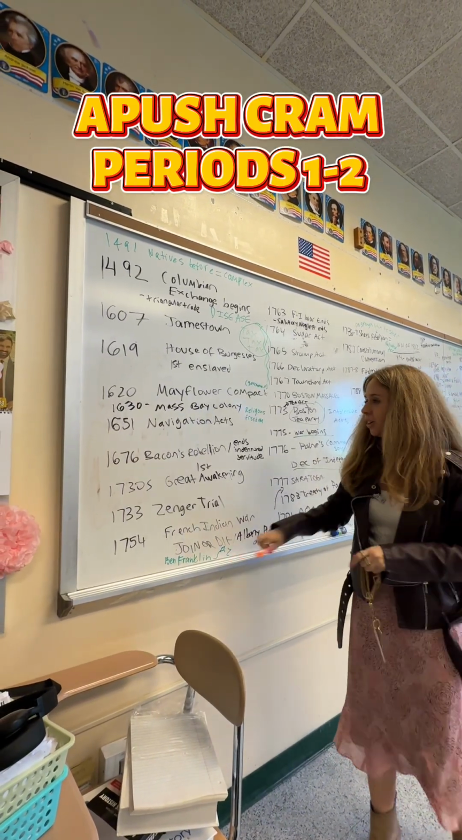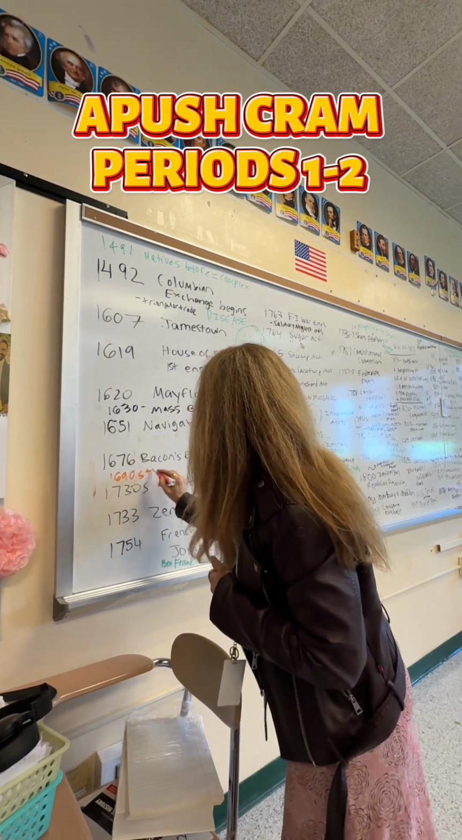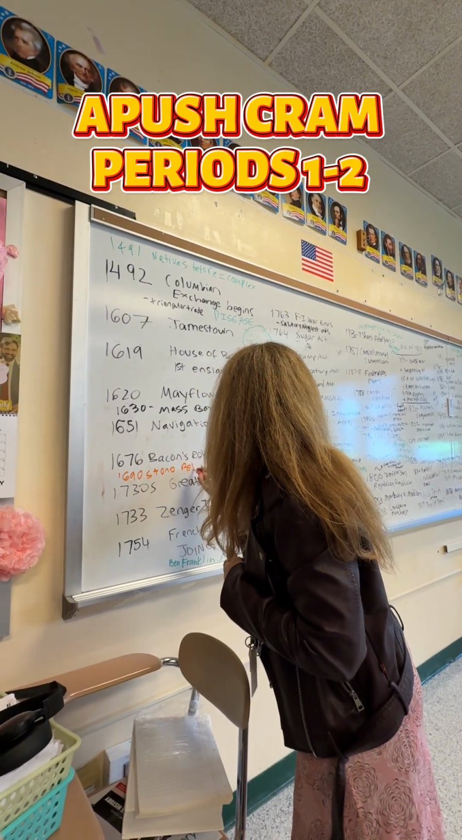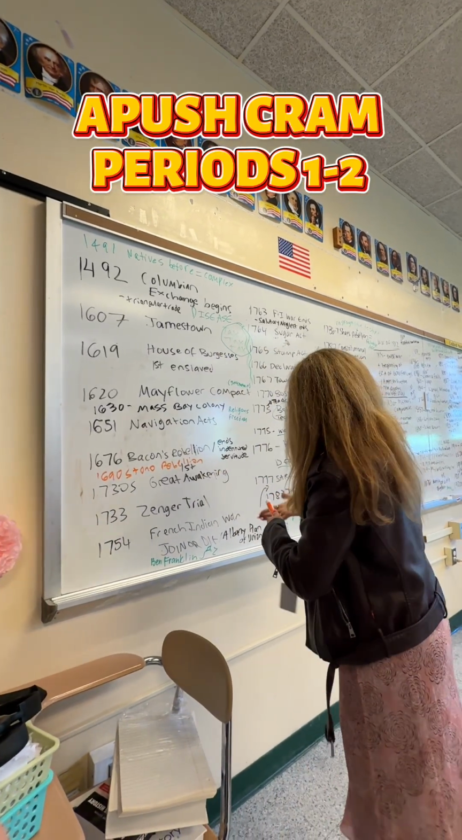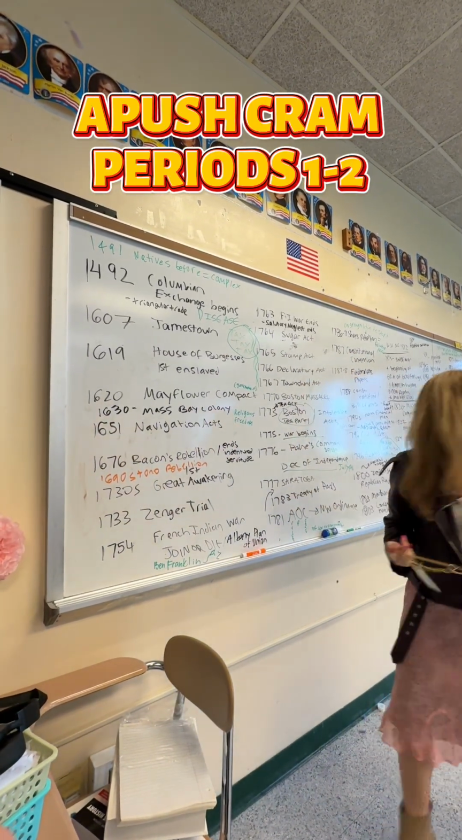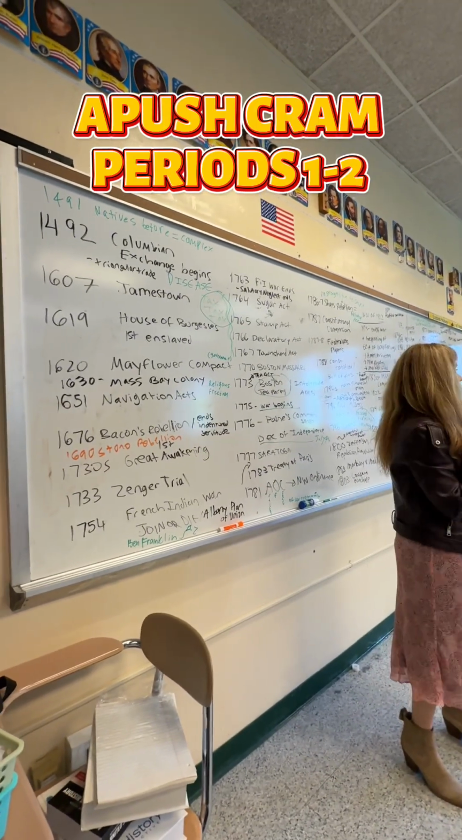Another rebellion not here is 1690. What was that one? Stono Rebellion. That was a slave rebellion in South Carolina, and it makes them further entrench slave codes.